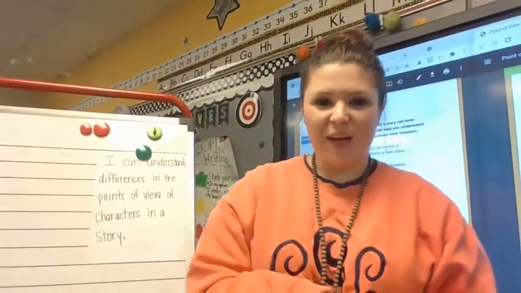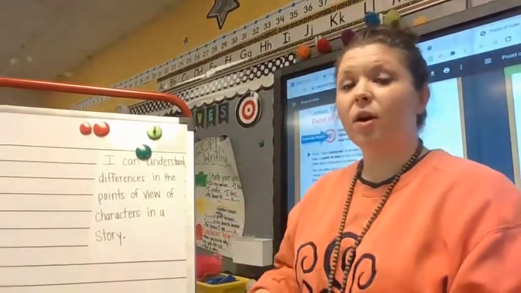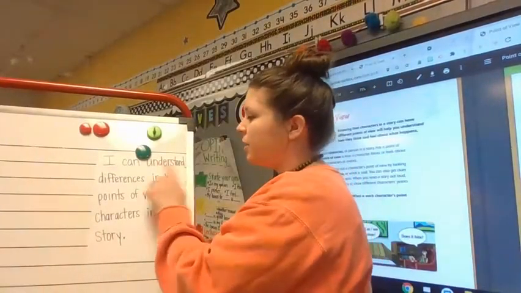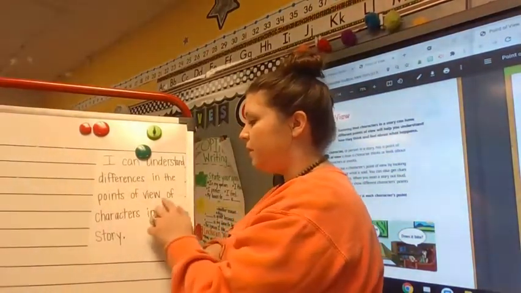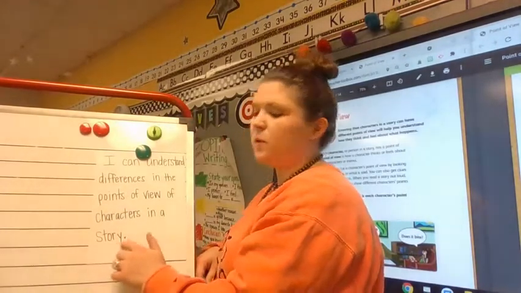Hey guys, welcome to our reading lesson. Let's begin by reading our learning target. I can understand differences in the points of view of characters in a story.